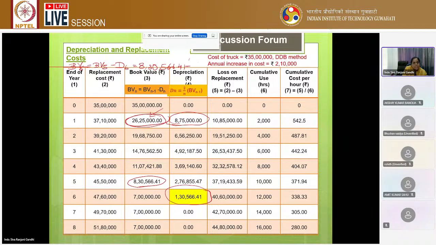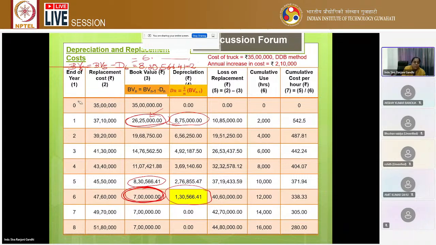8,30,566.41 minus what was the depreciation we estimated? Something closer to 2 lakh something, right? So if you calculate, you can see that the book value is going below 7 lakh. If you simplify this, the book value goes to 6 lakh something. That shows that it is going below the salvage value of the machine. So the book value of the sixth year cannot go below the salvage value. That is why we are putting the book value as 7 lakh.